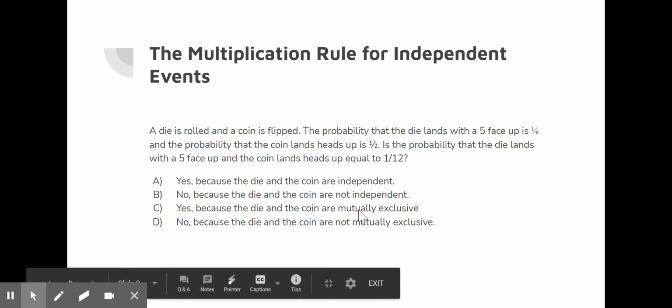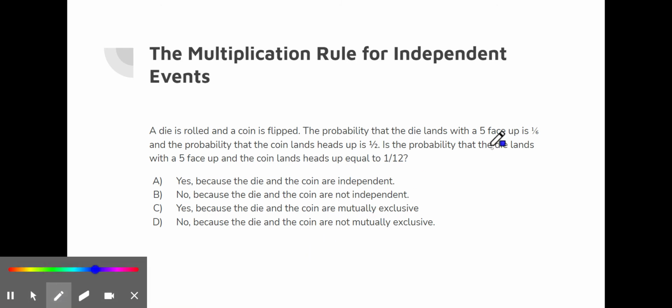So we're not dealing with mutually exclusive. Remember, mutually exclusive means they can't happen at the same time. These two things can happen at the same time. So that means that we would either have independent or not independent, right? Does one depend on the other? Does flipping a coin depend on rolling a die? No, it doesn't. So these two events are independent.